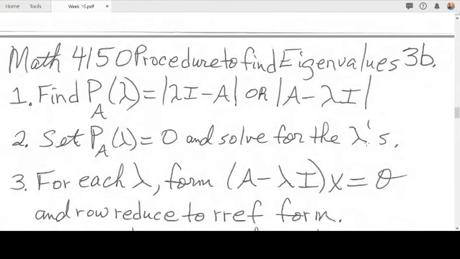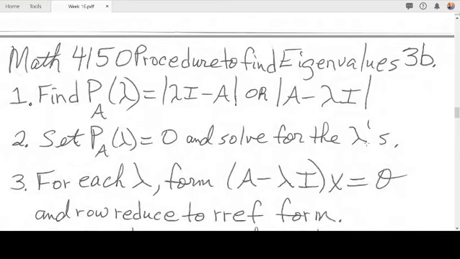Now, the procedure for finding eigenvalues. Number one, first, we have to find the characteristic polynomial P sub A by taking the determinant of lambda I minus A, or equivalently, taking the determinant of A minus lambda I. Those differ only by a negative sign. Two, set that characteristic polynomial equal to 0 and solve for the lambdas. That's a problem for college algebra. You have to be careful.